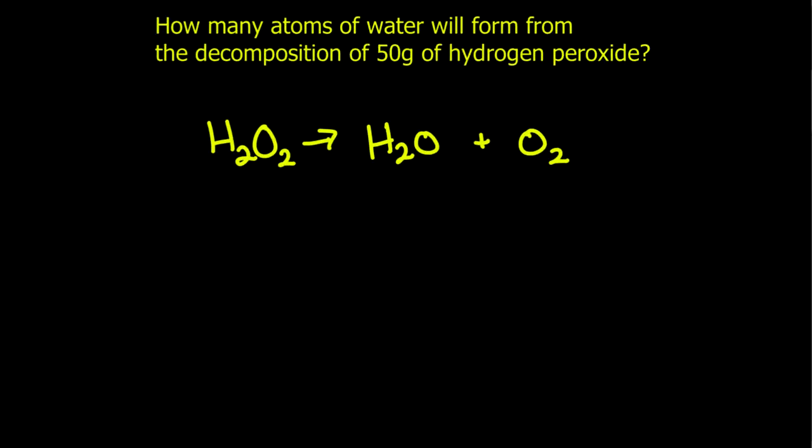Alright, let's do one more problem. It says, how many atoms of water will form from the decomposition of 50 grams of hydrogen peroxide? That's a new one. It says atoms. So how do we solve for atoms? To do that, you got to use Avogadro's number.